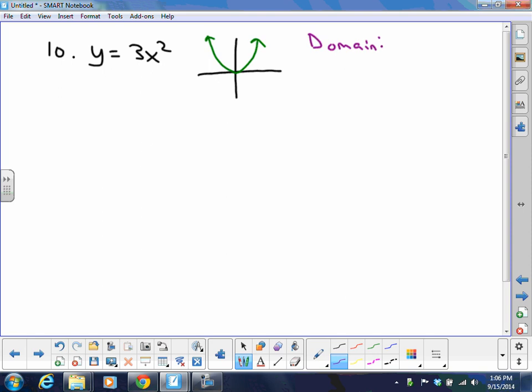Okay, so for the domain, again, there's no radical symbol in this. There's no denominator. There's really nothing that would cause a problem. You can take any number you want, square it, and times it by 3. You're going to get an answer out. So there's no issues at all with the domain. It's all real numbers.